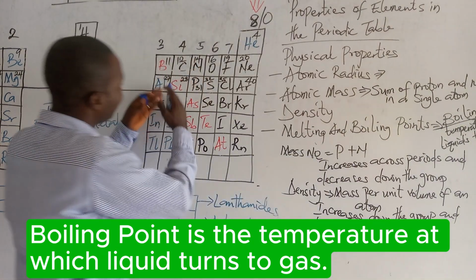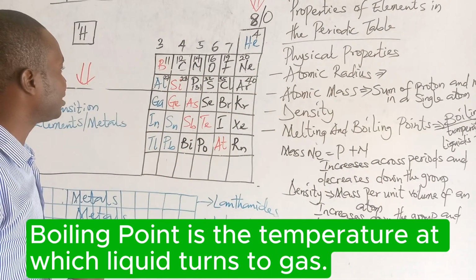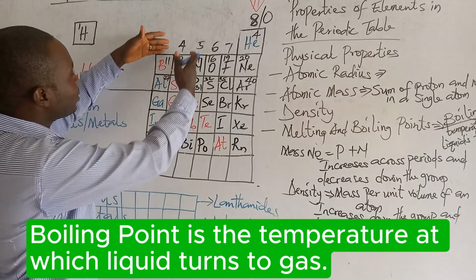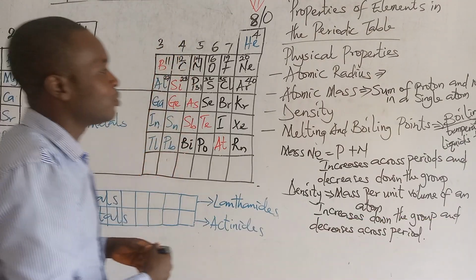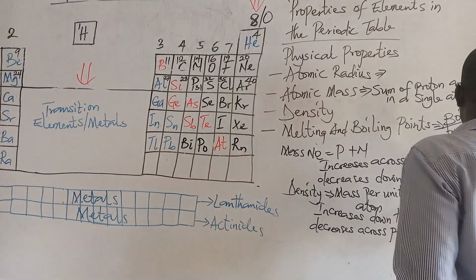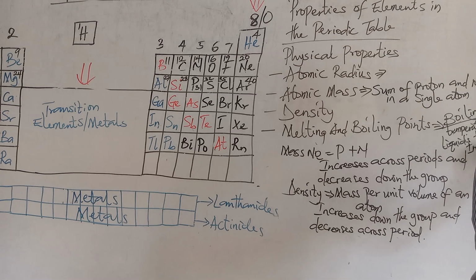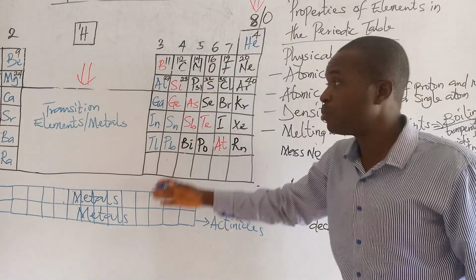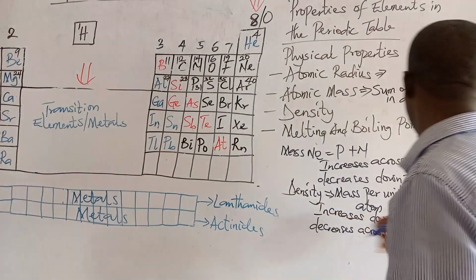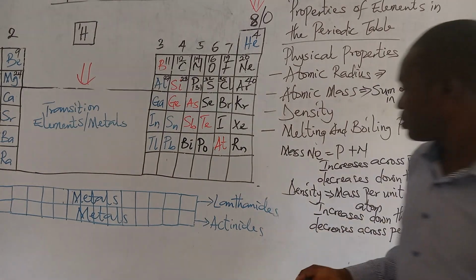And how does it affect elements in the periodic table? Now, this also increases down the group. So when it increases down the group, it means that it decreases across the period.